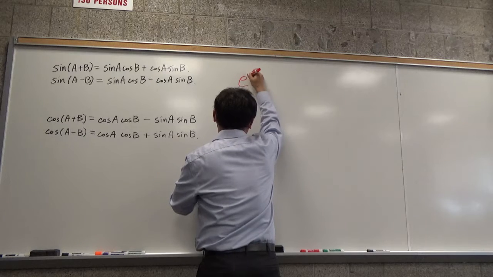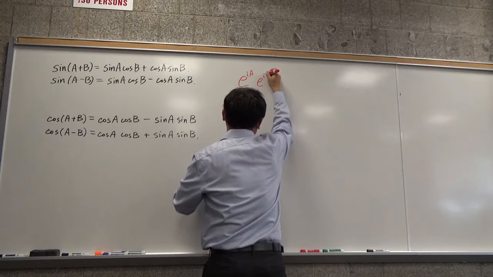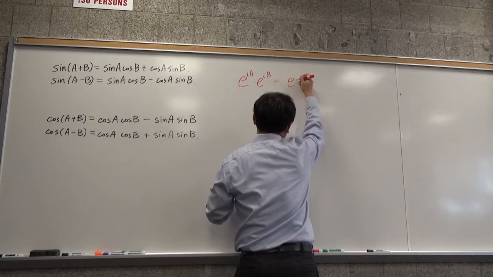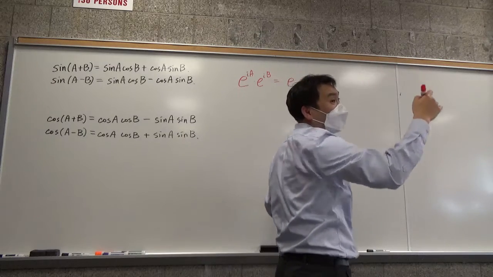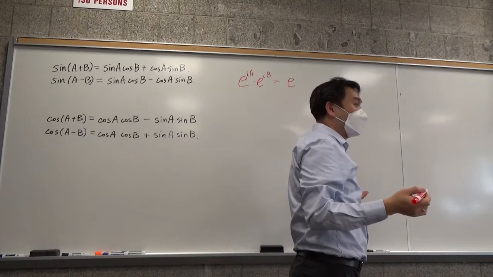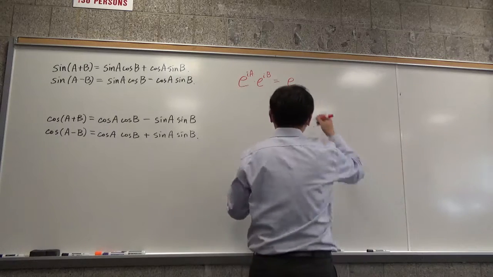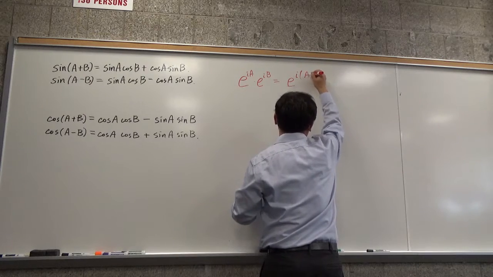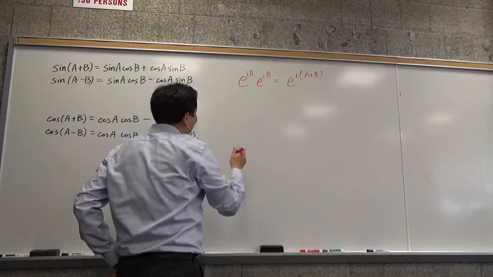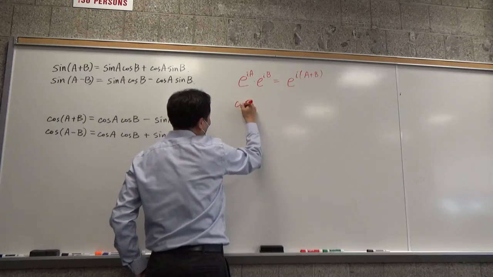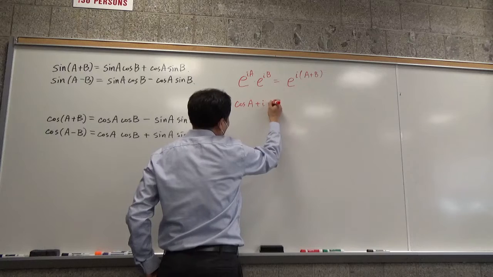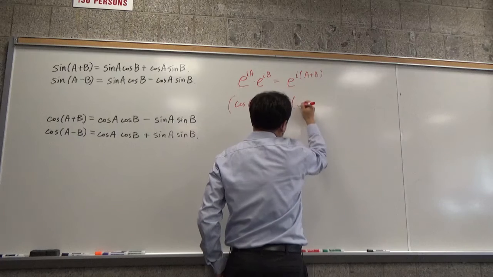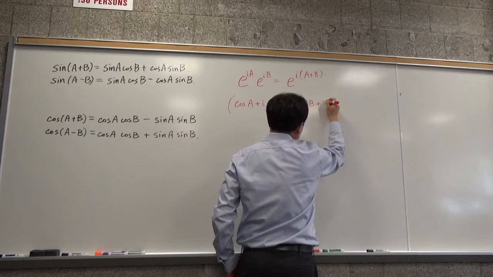So first, e to the iA times e to the iB. Well, we know the exponential rule that if you multiply, you add the exponents. So e to the iA plus iB. And then you factor the i out, and you get e to the i(A plus B). And then we know that e to the iA is cosine A plus i sine A, and e to the iB is cosine B plus i sine B.